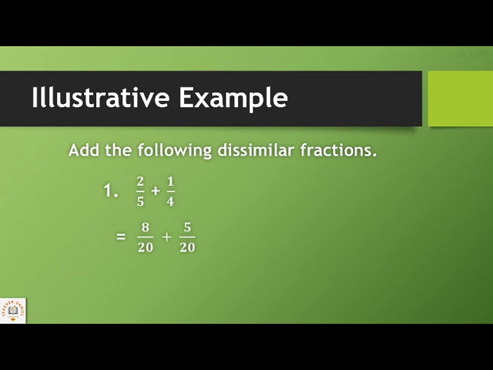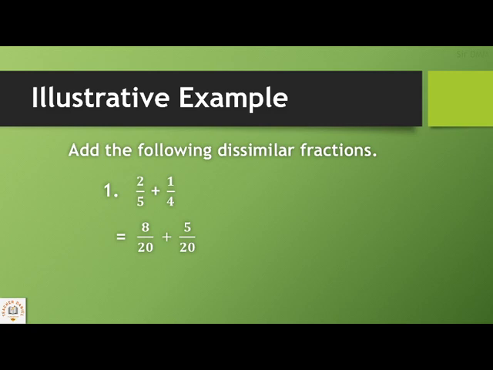We will divide 20 by the first denominator, which is 5. 20 divided by 5, that is 4. Times the numerator, which is 2, that is 8. So we have 8 over 20.